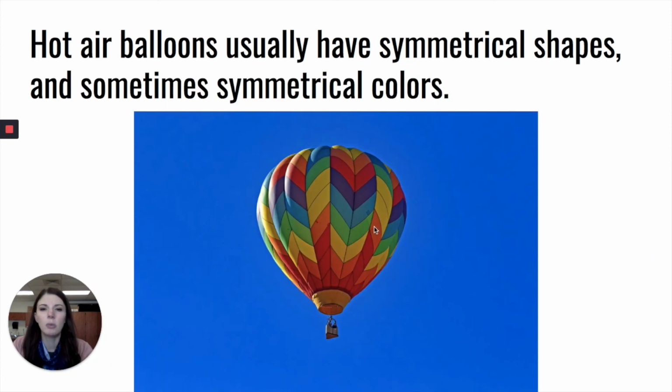So here's another one where it's just a little bit more clear. This black line that goes between these two chevron type shapes is the line of symmetry. So if you folded it in half, these yellows would meet up with these yellows, this purple would meet up with this purple, and it's perfectly symmetrical.